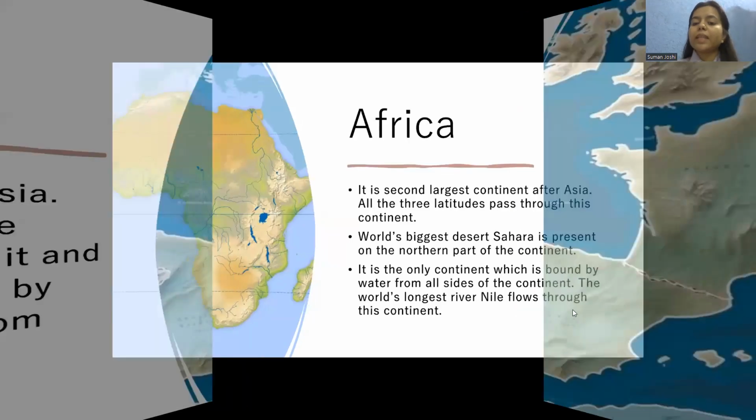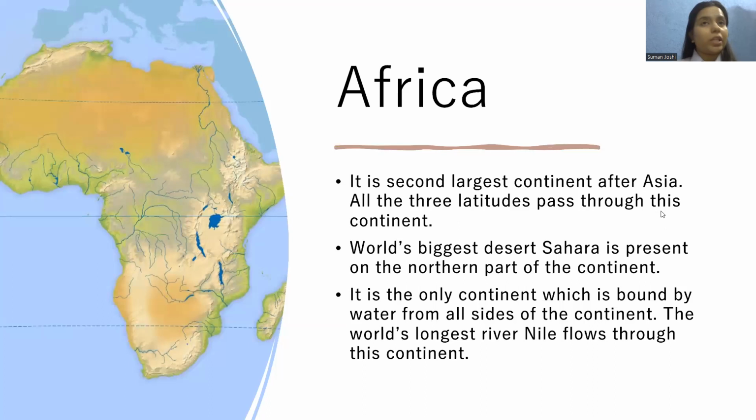Next is Africa. It is the second largest continent after Asia. Asia is the first and Africa is the second largest continent. All three latitudes pass through this continent. The world's biggest desert, the Sahara, is present on the northern part of the continent.